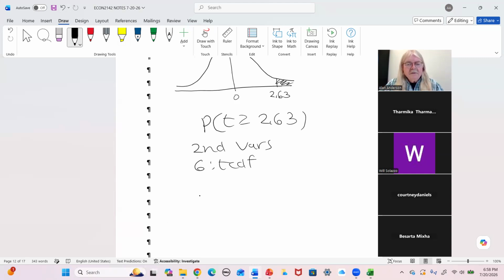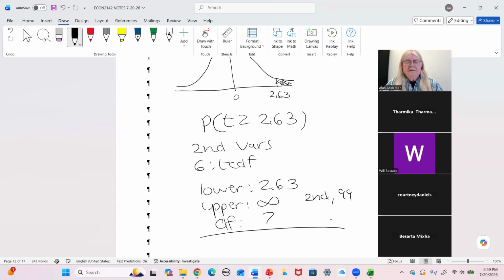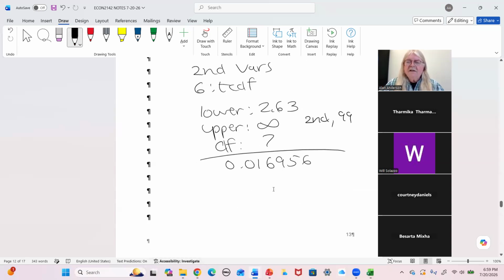All right, here we go. Now this one requires a lower limit. Degrees of freedom is 7. All right. It's about 0.0165. Actually, whatever it is, it's clearly less than alpha.